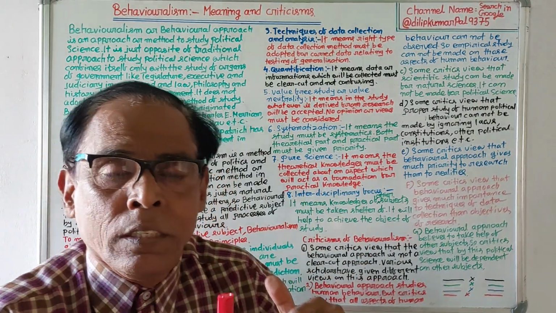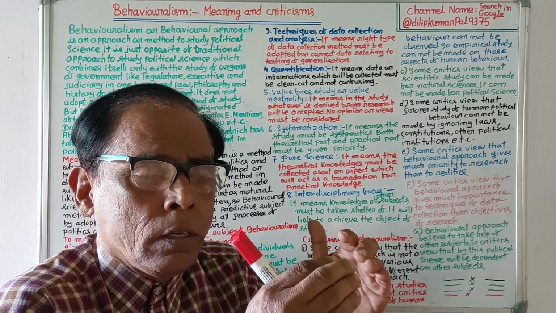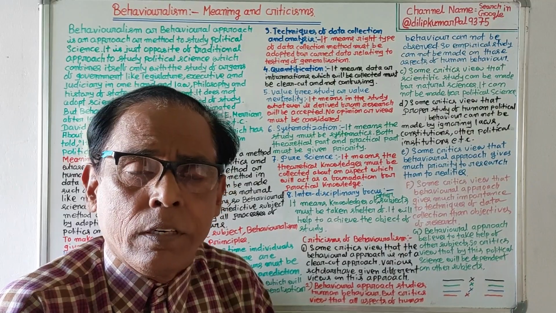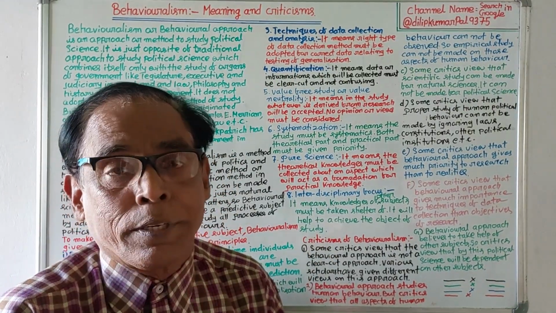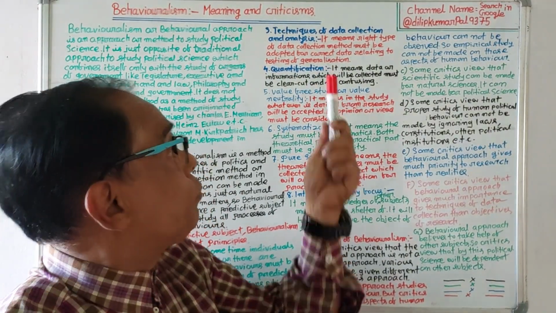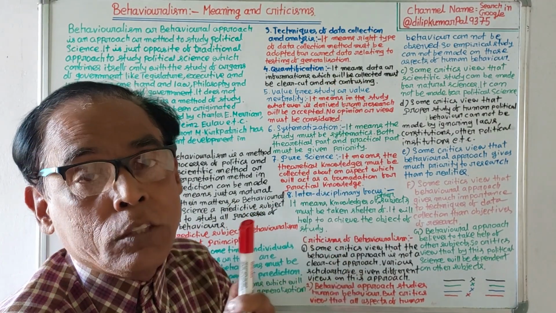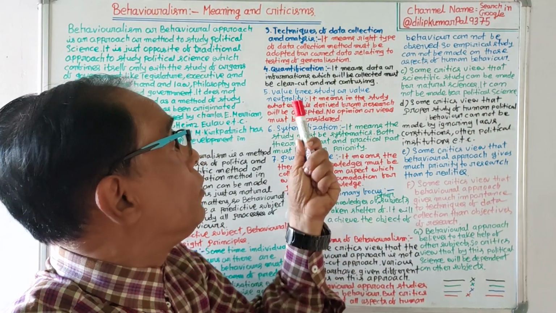It means whenever, from human behavior, for the same type of human political behavior, generalization will be derived. Data which will be collected for them must be clear-cut, not confusing. Otherwise, the study will be wrong. Fifth one, value free study or value neutrality.